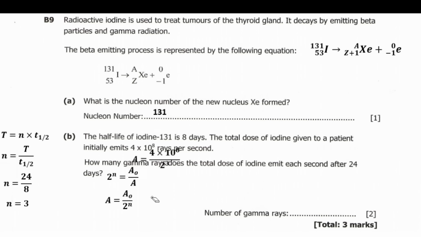Then we'll substitute. A is equal to the original dose, which is 4 times 10 to the power 8, divided by 2 to the power 3, because n is equal to 3, which will give us the remaining dose as 5 times 10 to the power 7, which will mean that the number of gamma rays will be 5 times 10 to the power 7 rays per second. How many gamma rays does the total dose of iodine emit each second? So this is what is emitted in each second. All right, yeah, this is it.